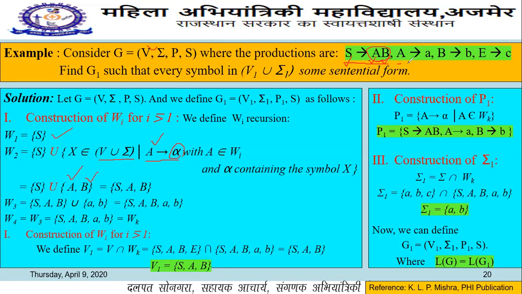This production is not used, because this A does not belong to W1; there is only S. Therefore, we do not use this production here, not this production here, and not this production here. So hope you understand why we choose this capital A and this capital B. Once this is understood, we take the union of these two sets, which is this.